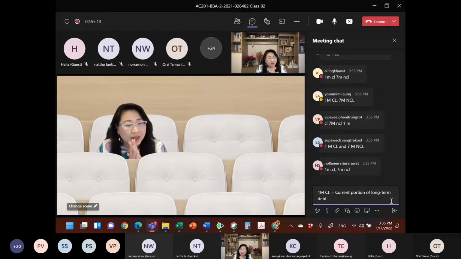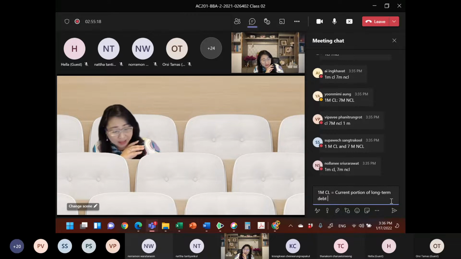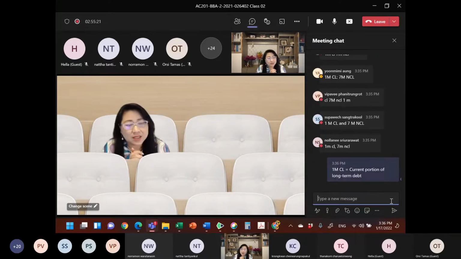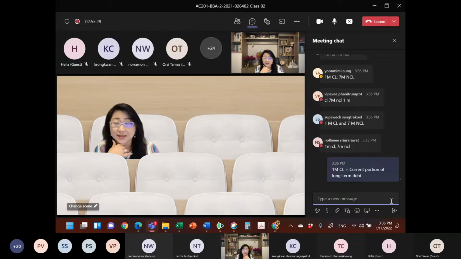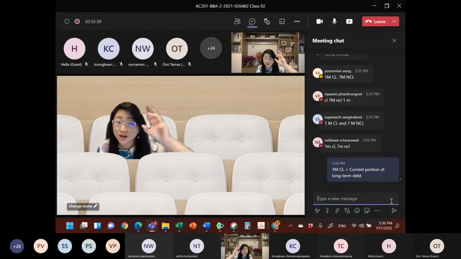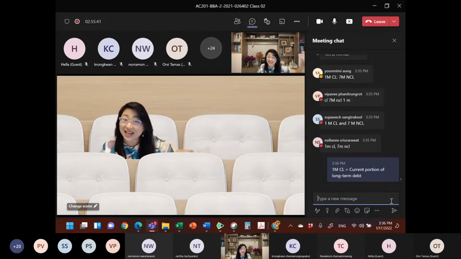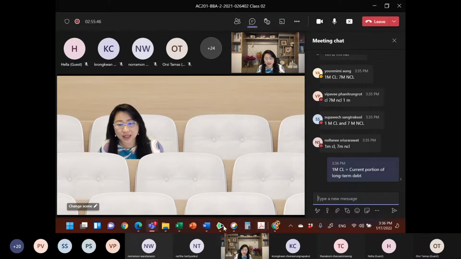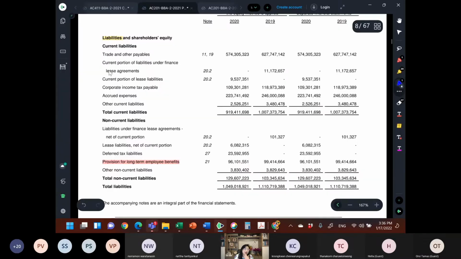All right. Now, I want to talk a little bit more about that 1 million current asset, I'm sorry, current liability. That 1 million current liability is actually called current portion of long-term debt. Actually, if you look at the total debt, that's long-term. But there's a current portion that you have to pay within a year from now. So that's current liability. Now let's take a look at the example over here.